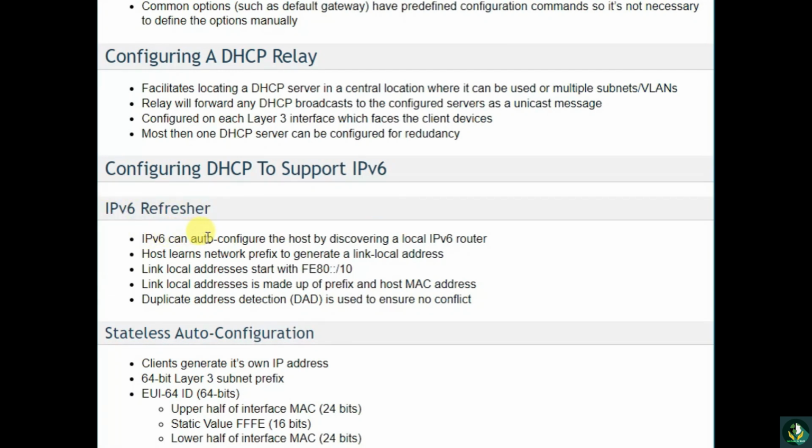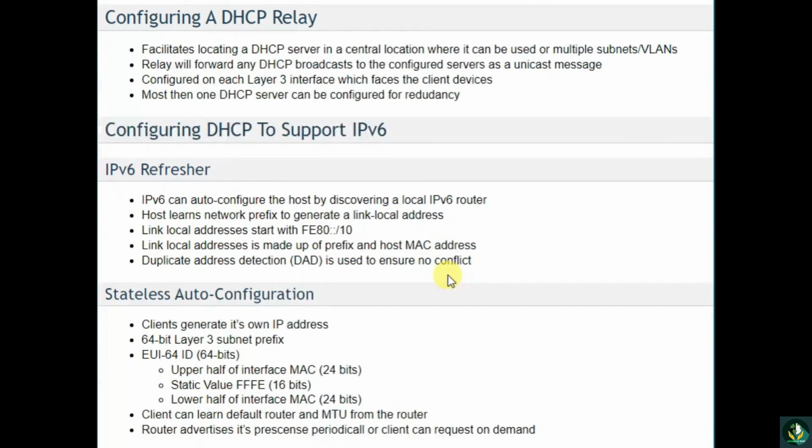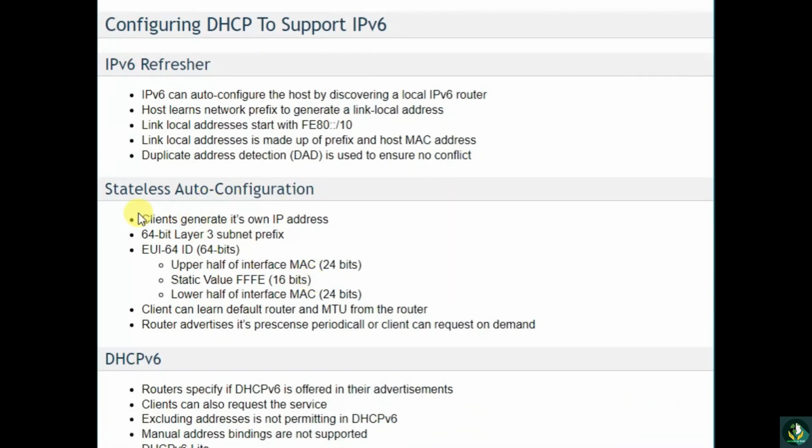IP version 6 can autoconfigure the host by discovering a local IP version 6 router. The host learns the network prefix to generate a link local address. Link local addresses start with FE80, and are made up of a prefix and the host MAC address. Duplicate address detection, DAD, is used to ensure there is no conflict. Then stateless autoconfiguration: the client generates its own IP address using the 64-bit layer 3 subnet prefix.